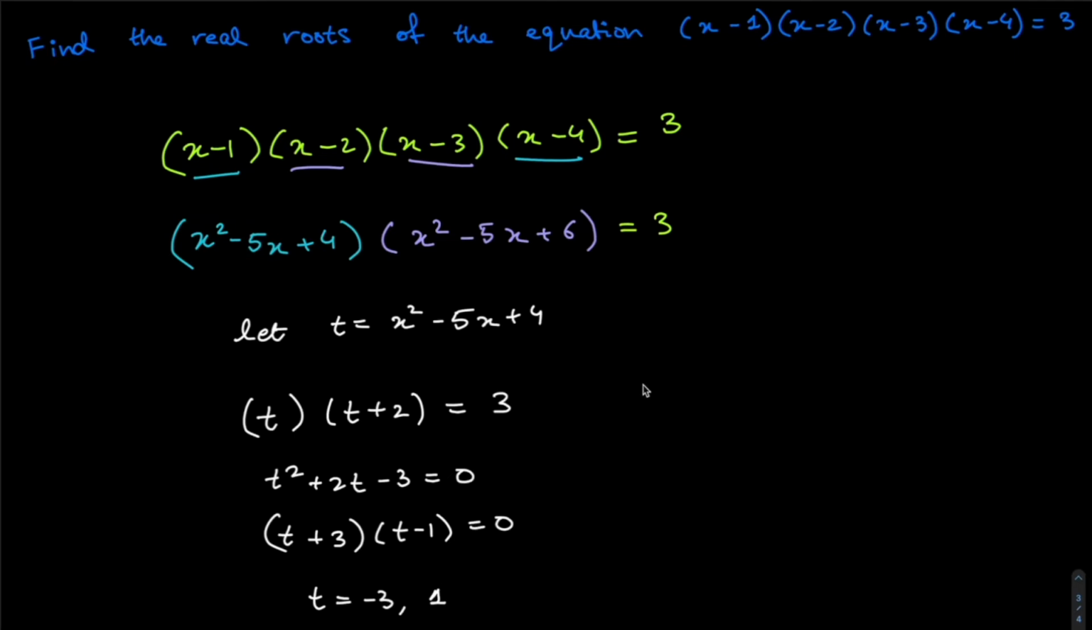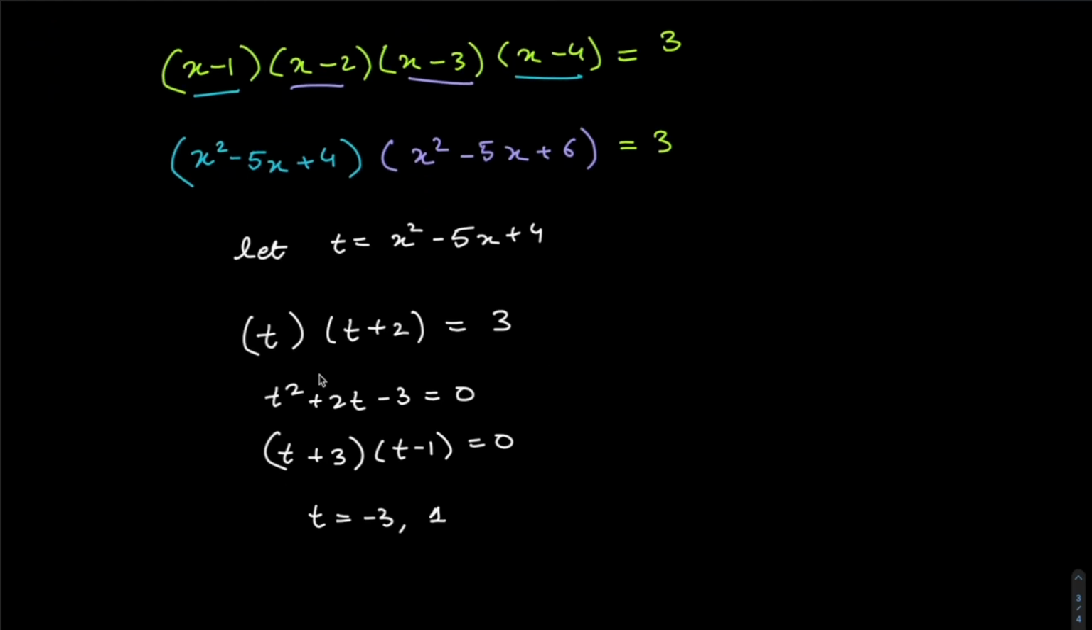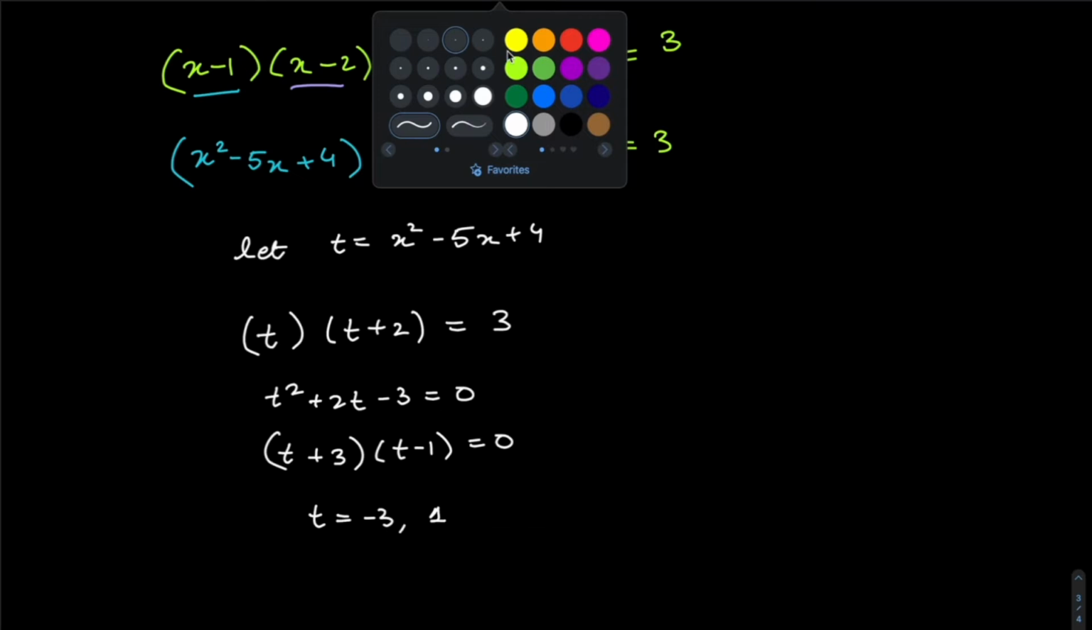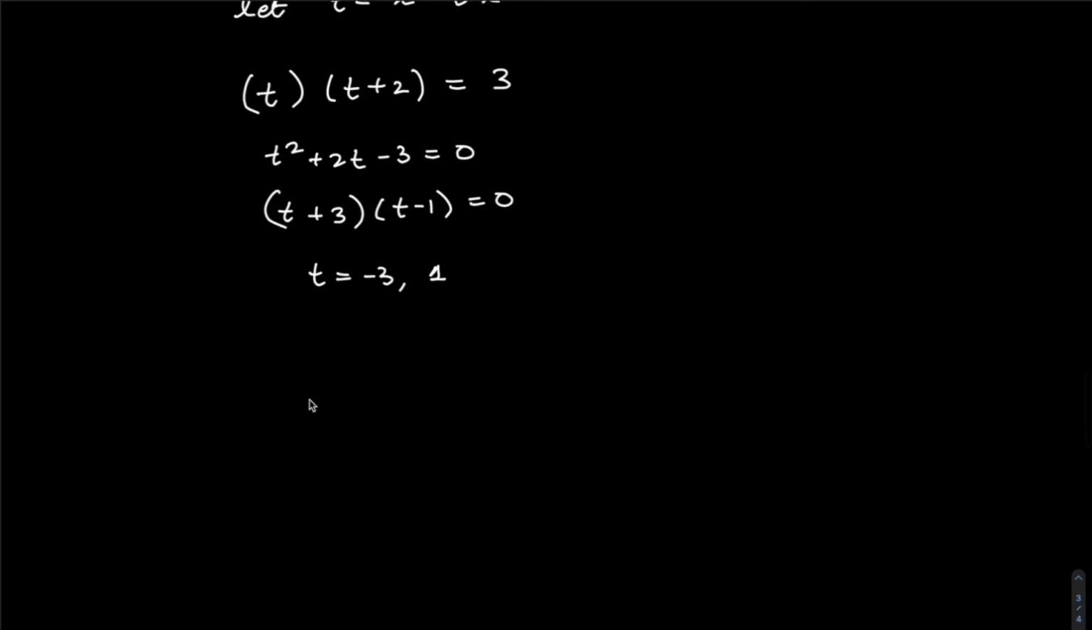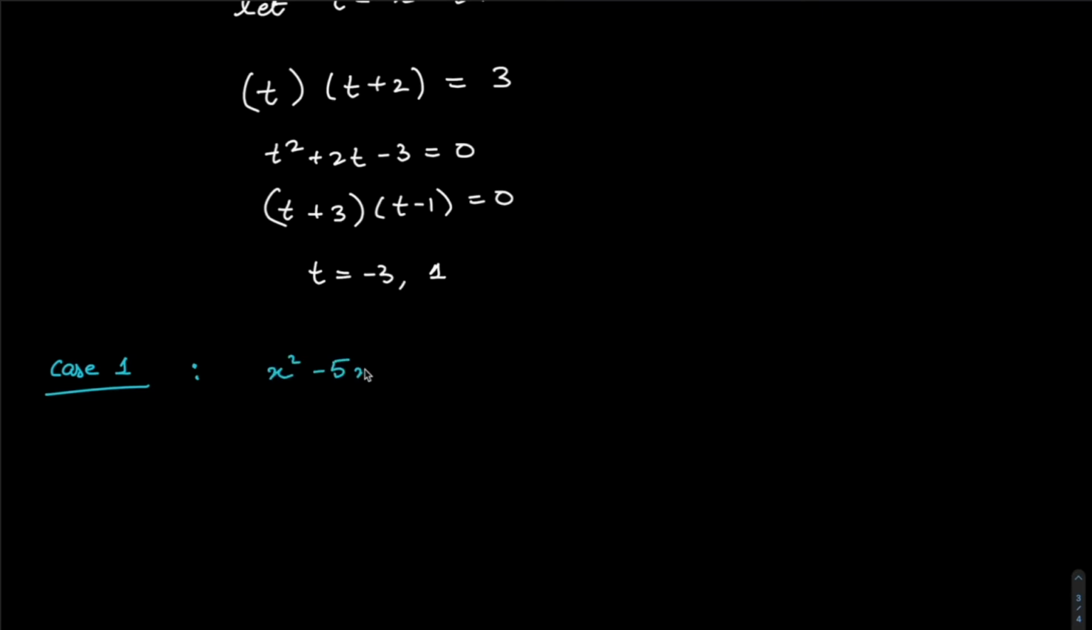We have values of t. We don't have values of x yet. So now let's substitute the different values of t one by one. I'm going to break the cases again. I'll take light blue for the first case. Case 1: x squared minus 5x plus 4 is equal to minus 3. And the other case, case 2: x squared minus 5x plus 4 is equal to 1.